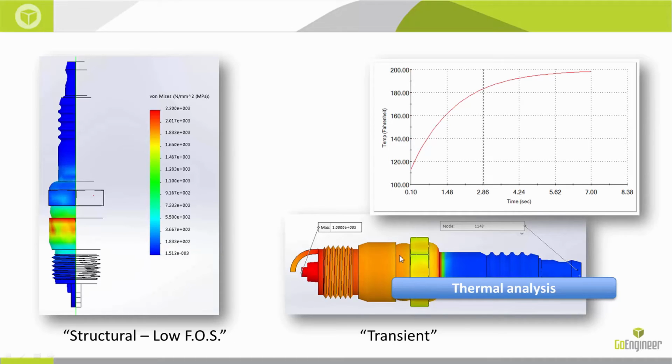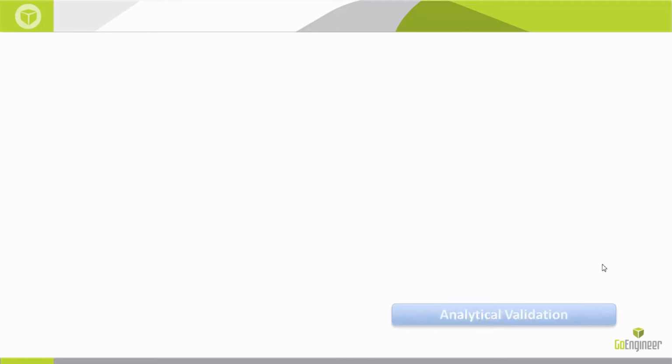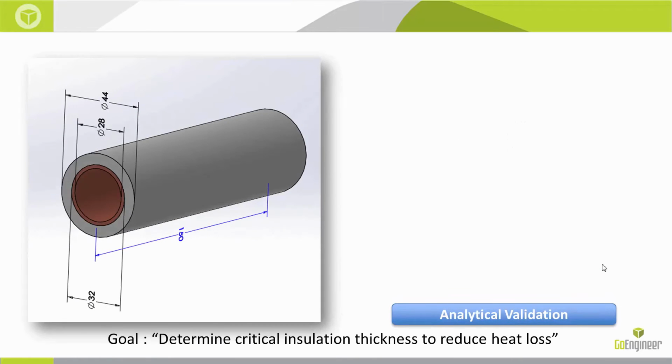Now, as far as the transient analysis goes, what I did was pick one point on the system to see the growth, so I'm able to see these kinds of responses with time. Within 7 seconds, the tip of the spark plug grows from 40 degrees to about 200 degrees. That just gives you a brief idea of the capabilities. Now let's go into the analytical validation.